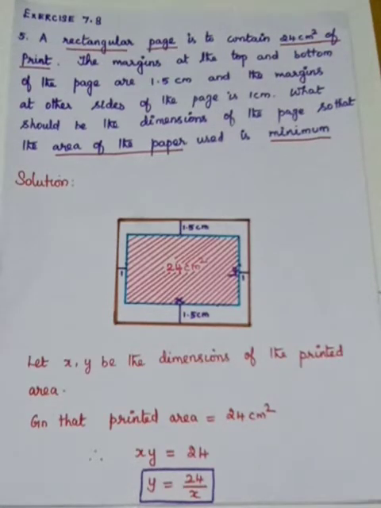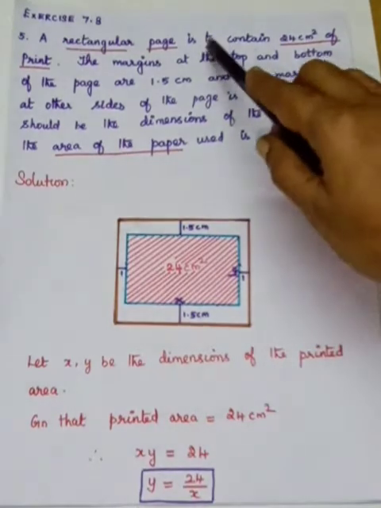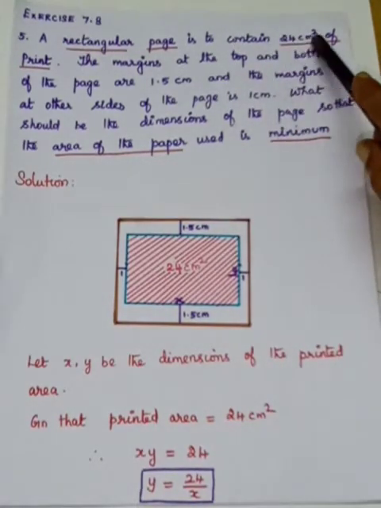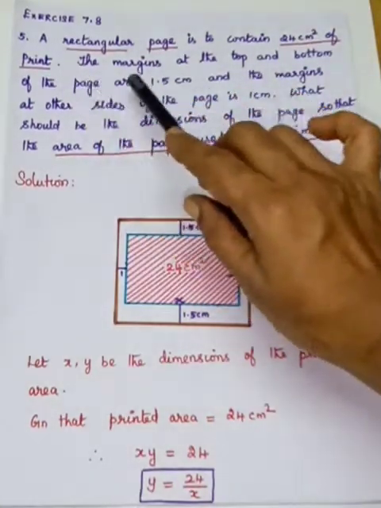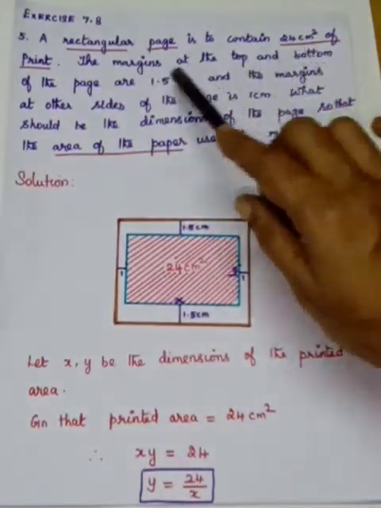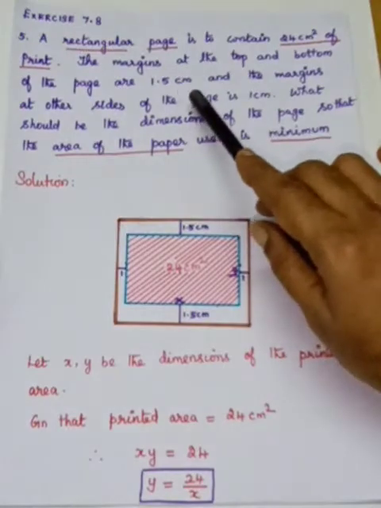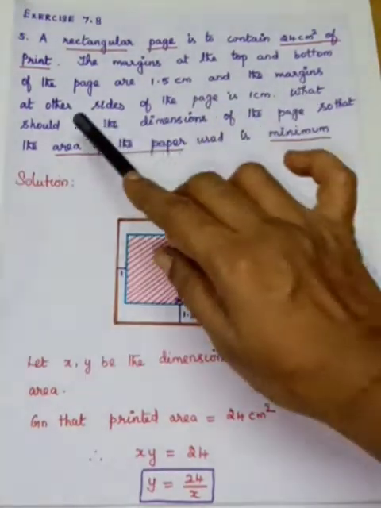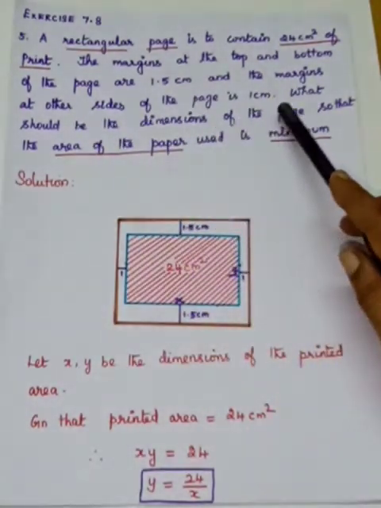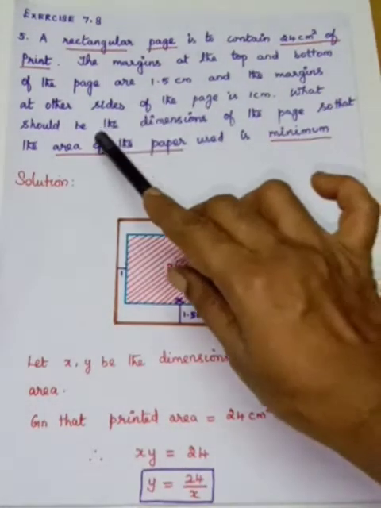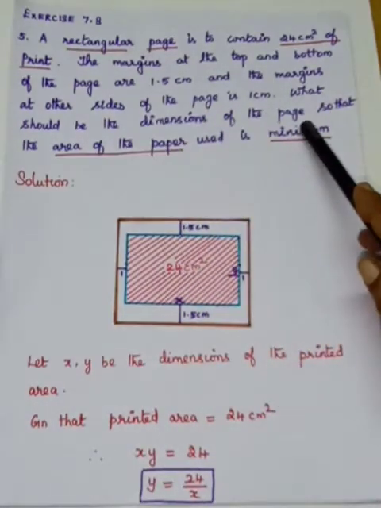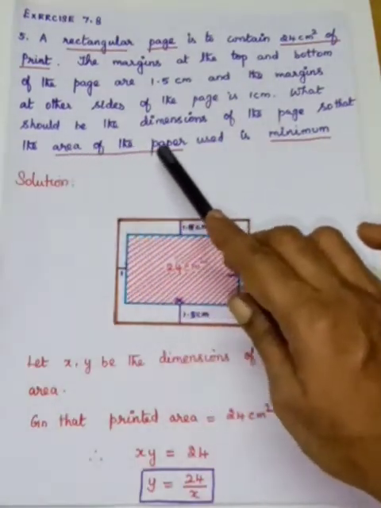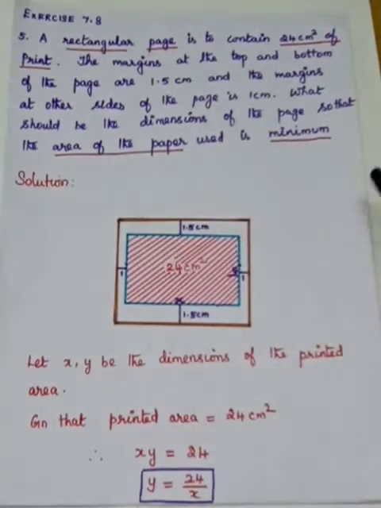Good morning, students. Today we are going to see exercise 7.8, problem number 5. A rectangular page is to contain 24 centimeters squared of print. The margins at the top and bottom of the page are 1.5 centimeters and the margins at the other sides of the page are 1 centimeter. What should be the dimensions of the page so that the area of the paper used is minimum?